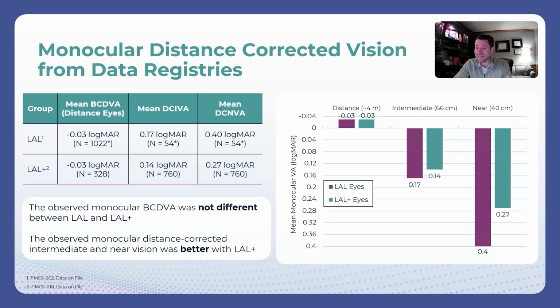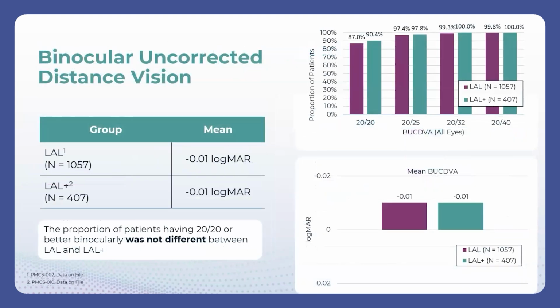What you are gaining from that central asphericity is improvement at intermediate, at 66 centimeters, and definitely at near, at 40 centimeters. So you're not giving a whole lot up, but you are getting something in return. And I think what's most important is you're not getting the glare and halos that you would with a traditional EDOF IOL or a multifocal lens. Now, binocular uncorrected distance vision, the same question put a different way: the proportion of patients achieving 20/20 at distance uncorrected.